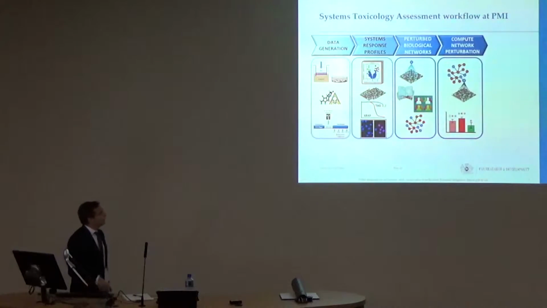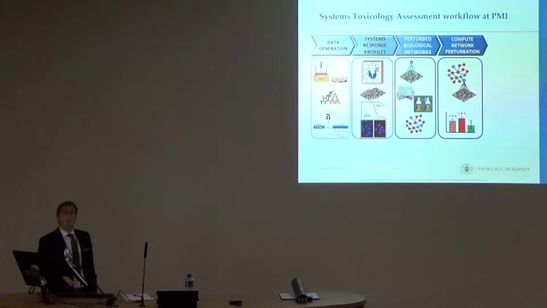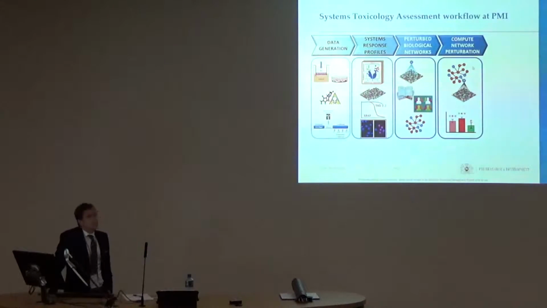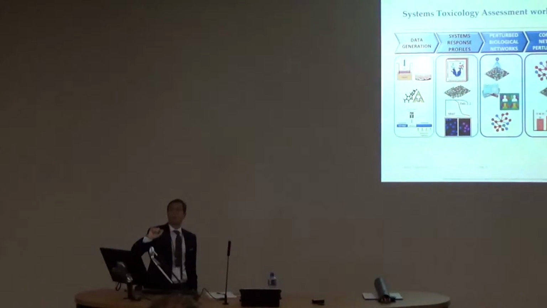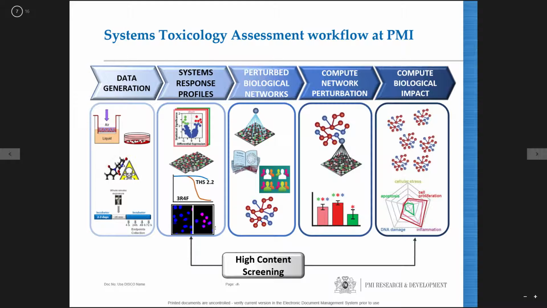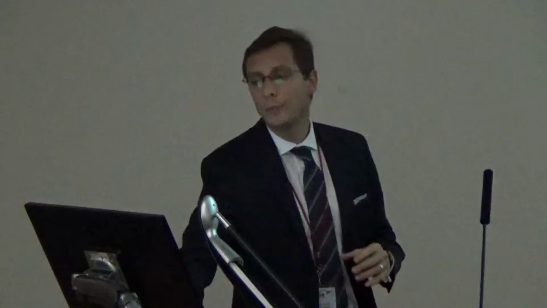Now, the beauty of these networks is that they are computable. So not only can you identify which networks are perturbed, you can quantify the level of perturbation in those networks. And you extract a lot of information, and when you put together information of all the biological networks together, you end up with a biological impact factor, a measurement of how much is the impact of compound X in your system.